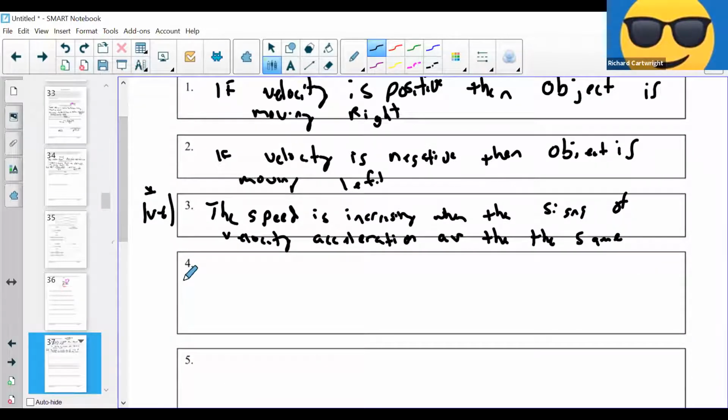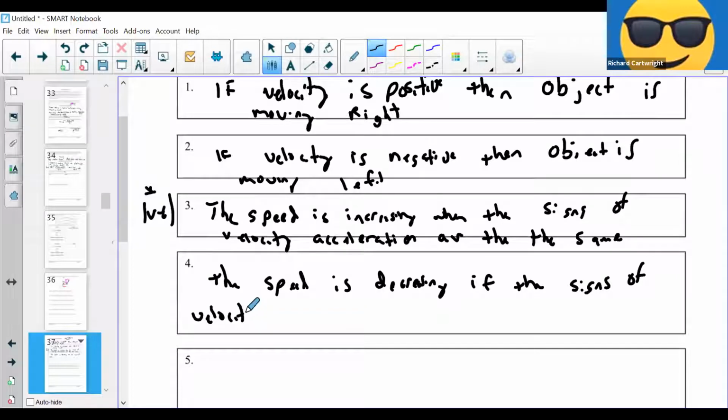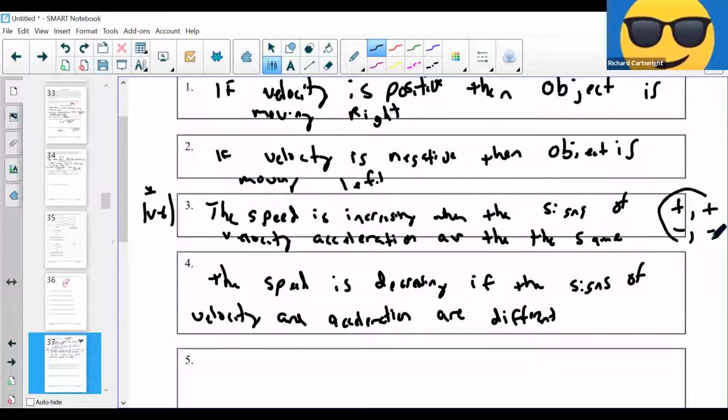Now, if they're not the same, then the speed is decreasing, it's slowing down, if the signs of velocity and acceleration are different. So if they're both positive, or both negative, the object is speeding up. If you have one of each, it doesn't really matter which one, then the object is slowing down.